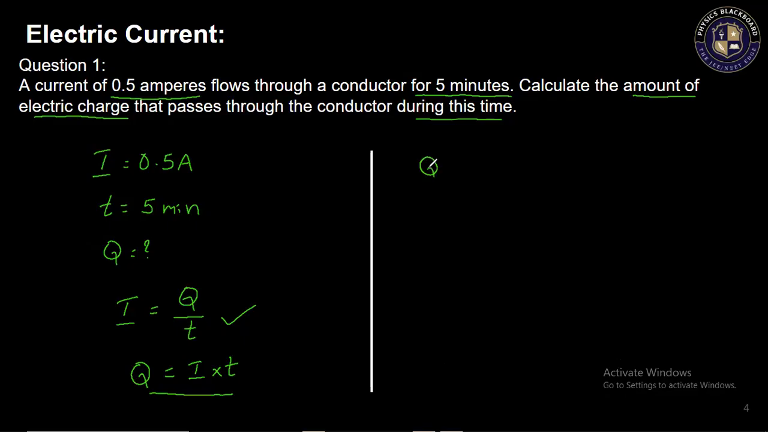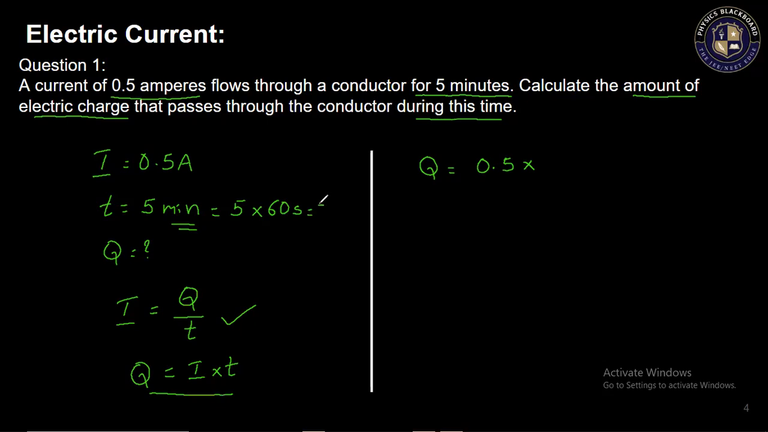Now we will plug in the values. What is I here? 0.5. What is time? Before taking this value of T, they have given it in minutes, right? So first we need to convert it into seconds. 1 minute is equal to 60 seconds, so we can multiply 5 into 60 seconds.